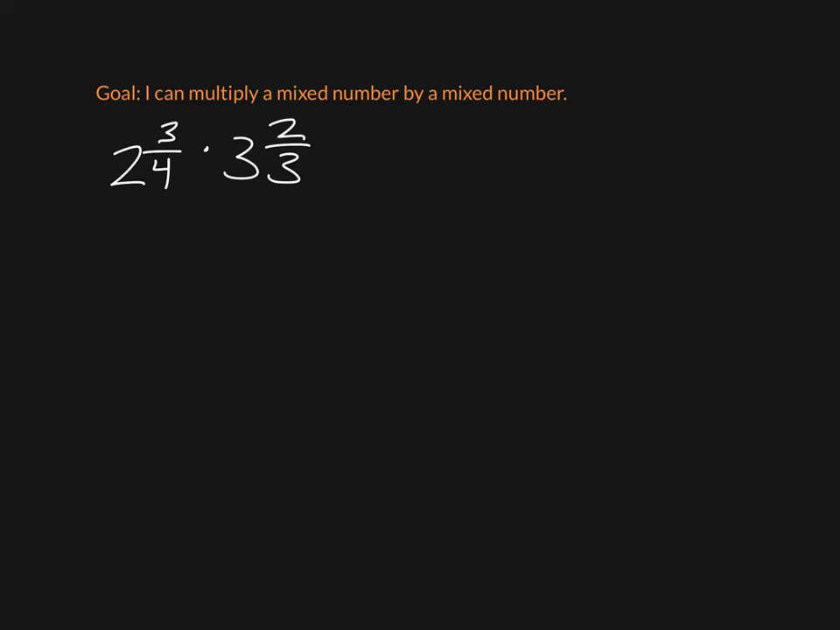Now with the same problem, I'm going to show you a different method where we write our mixed numbers as fractions greater than 1 to start with. So 2 3/4, I've got 2 sets of 4/4 plus my 3/4, which gives us 11/4, and I'm going to multiply that by, I have 3 sets of 3/3 plus my 2/3, which gives us 11/3. So 11/4 times 11/3 is 121/12.